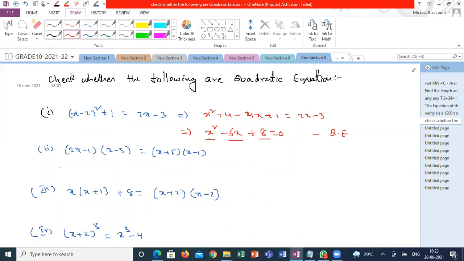How about the second one? What is the simplest form of the second one? 2x square minus 6x minus x plus 3 is equal to x square minus x plus 5x minus 5. This will be 2x square minus x square is x square, minus 7x minus 4x, this will be minus 11x, 3 plus 5, 8, is equal to 0. So the second equation also represents a quadratic equation.